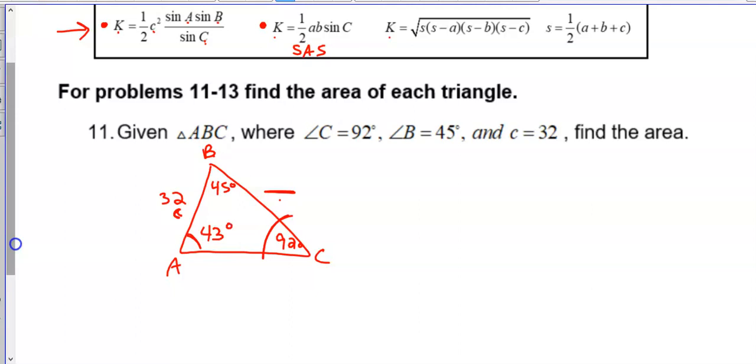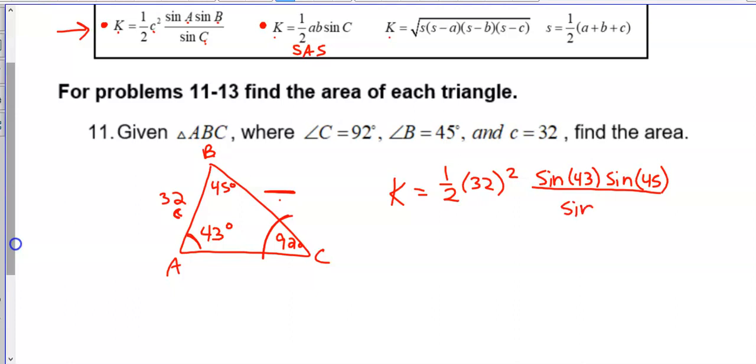Okay? Then we just substitute things in. So K equals 1/2 times c squared, 32 squared, times sine of A times sine of B. So sine of 43 times sine of 45 all over the sine of 92. And then you can just crunch that into a calculator.